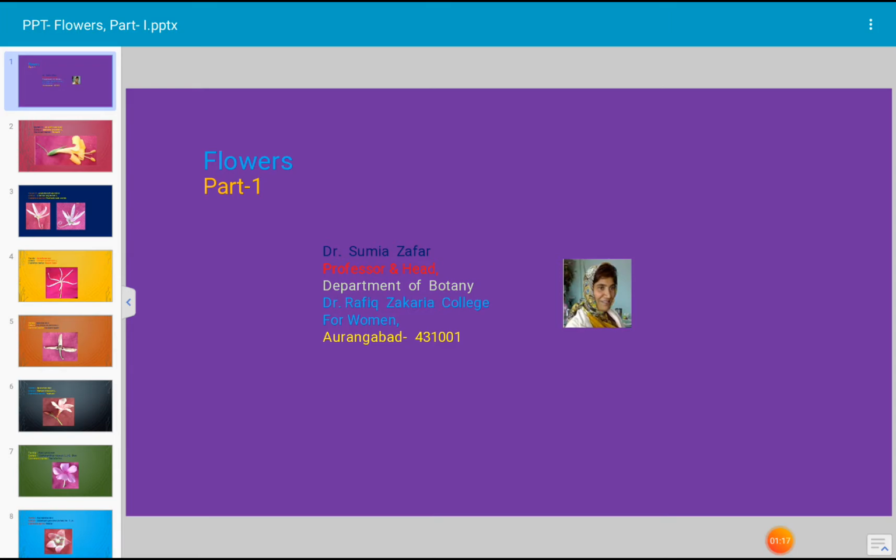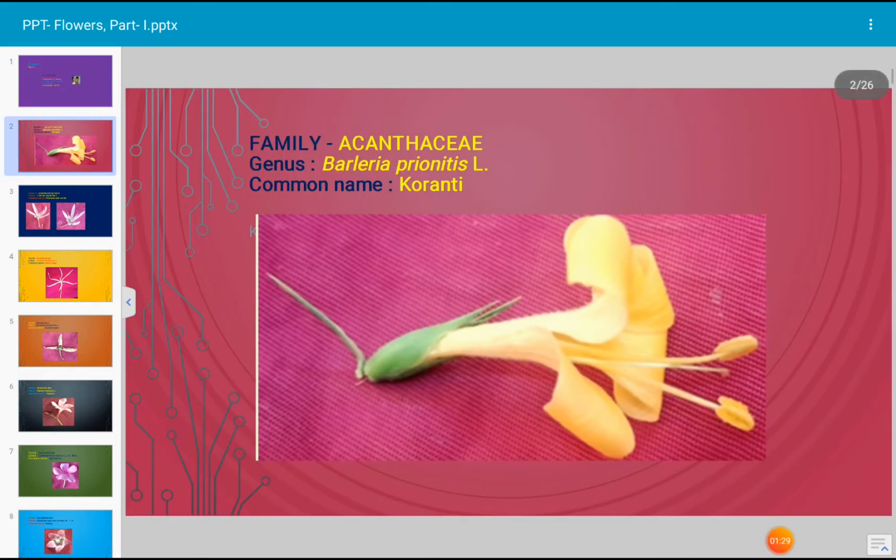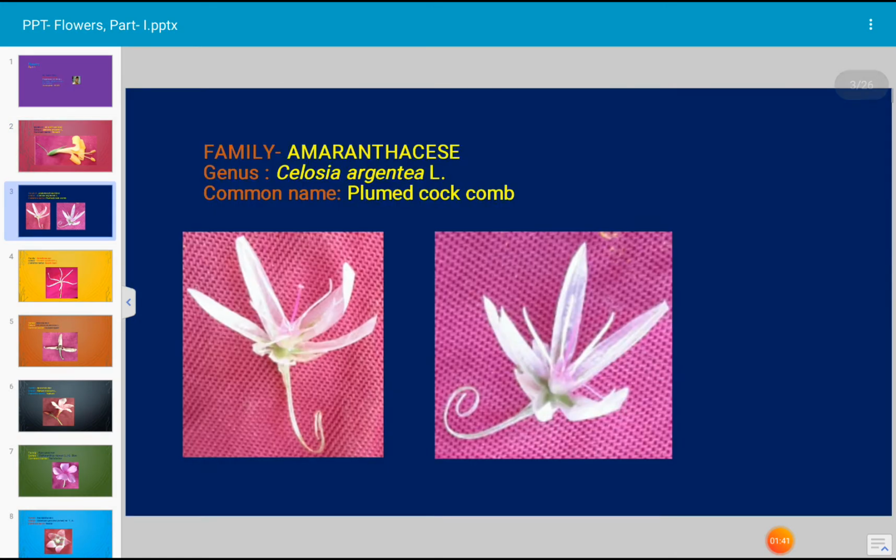In this slide we have shown different types of flowers which are identified, and the flower plays an important role in identification of the plant. Let us see. This is the flower of Barleria prionitis. The common name is Koranti, and the family of this plant is Acanthaceae. Next. This is the flower of Celosia argentea, its common name is plumed cockscomb, and it is a member of family Amaranthaceae. Sometimes in rural areas it is also called combra.